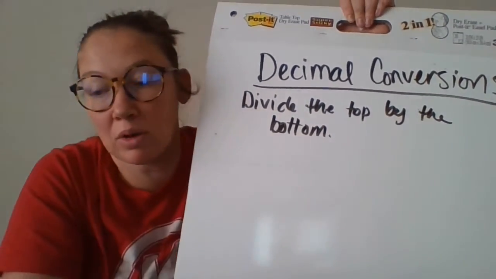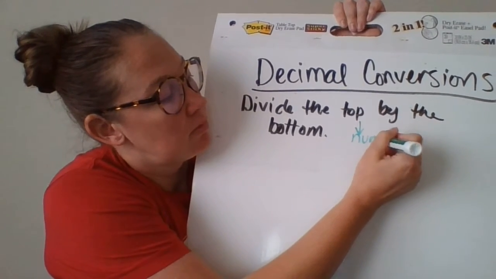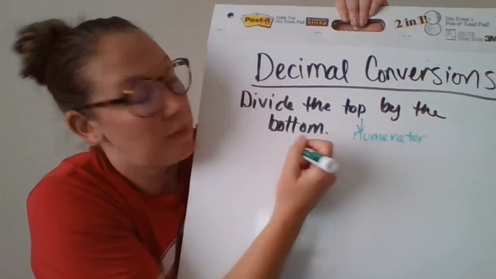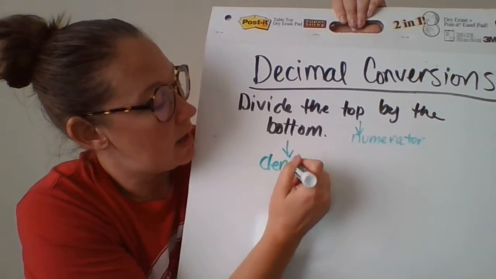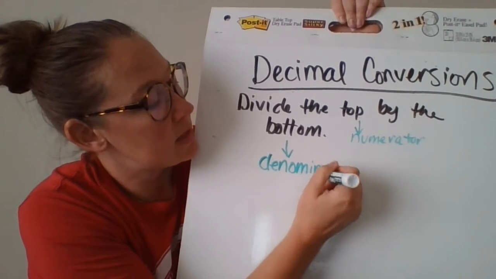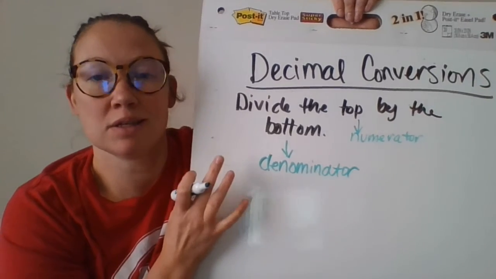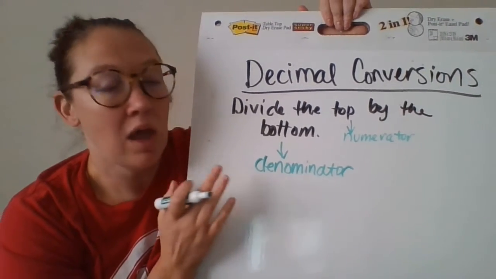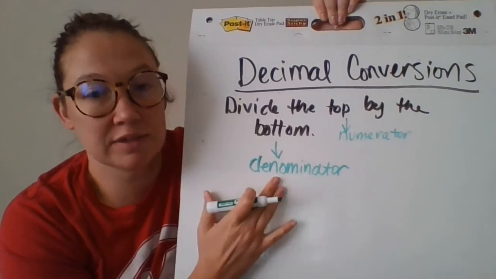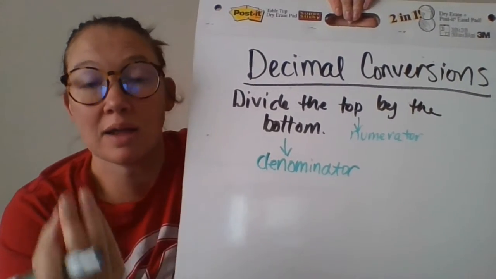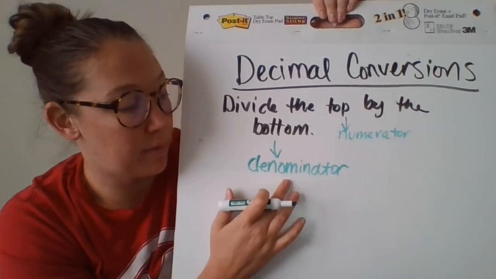The top number, remember, is called the numerator. The bottom number is called the denominator. And I like to remember that as the denominator is in the dungeon, the denominator dungeon. So what you're going to be doing is taking the numerator divided by the denominator, and it's going to give you a decimal if the numerator is smaller than the denominator.